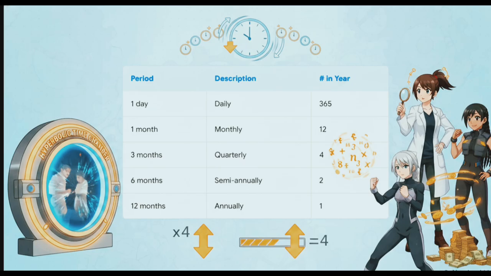Think of them as your training intervals for maximum growth. Read through this table with me. A conversion period is simply the interval at which your interest is calculated and then added to your principal. If a bank says compounded semi-annually, that means every 6 months. So in one single year, you have 2 conversion periods.